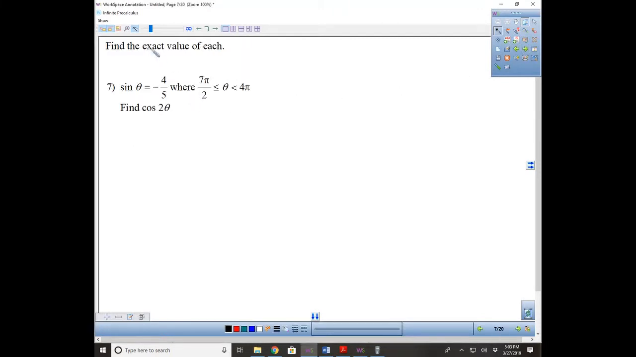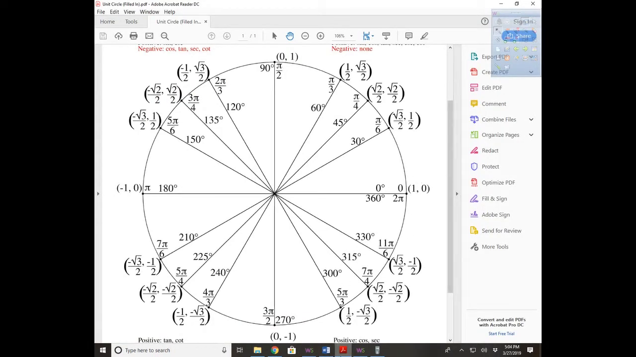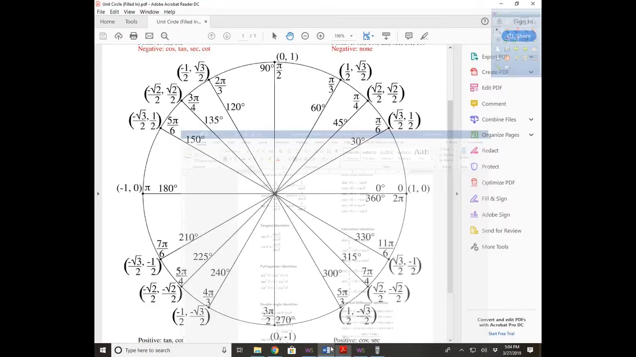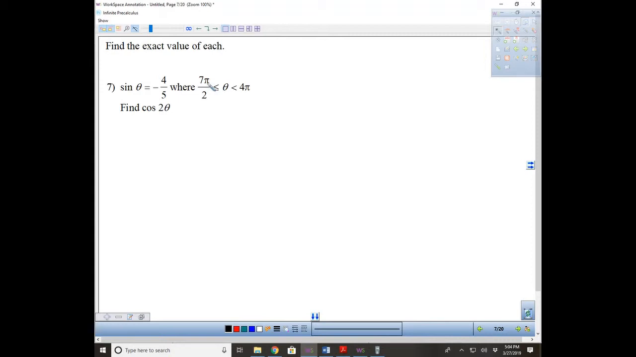Okay, number 7, we're finding the exact value of each. So I'm looking at this, and I see that I have cosine double angle. So if you look at your double angle formulas, cosine has 3 options. You have an option where you can use sine and cosine. You have an option where you can just use cosine, or you have an option where you can just use sine.